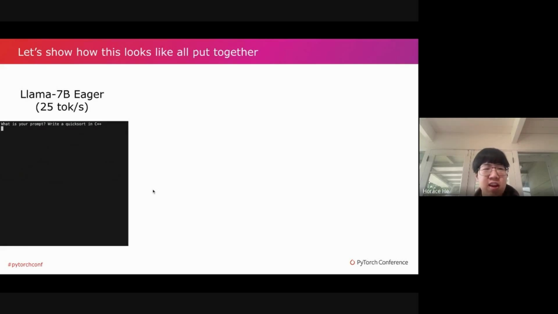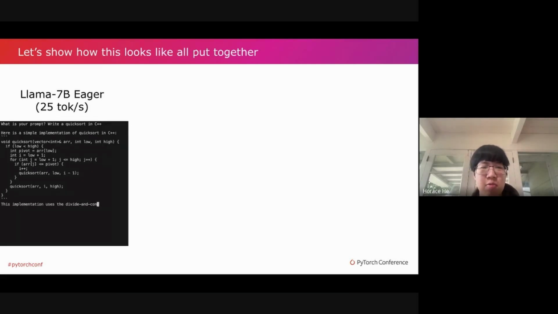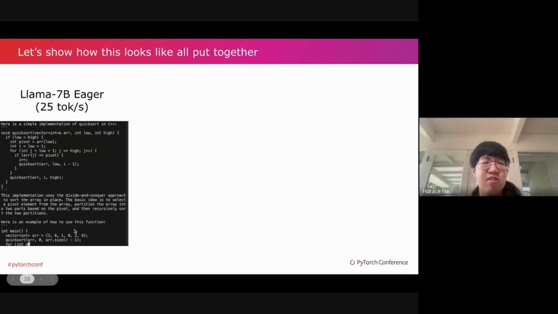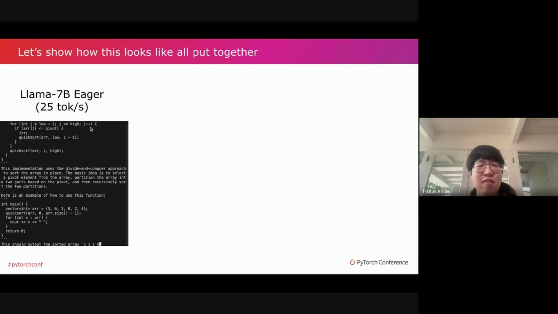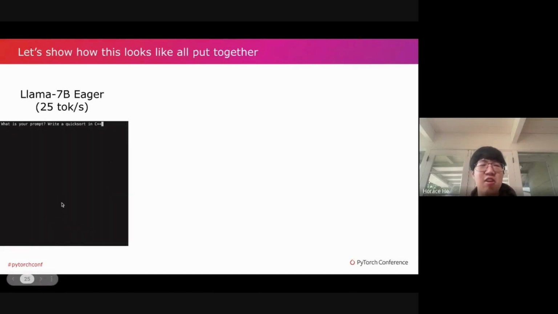Let's show how this actually looks when you put these things all together. On the left side, we have what Llama 7B eager running at 25 tokens per second looks like. It's not very fast. It's kind of slow. You can probably go a lot faster than the code is going.